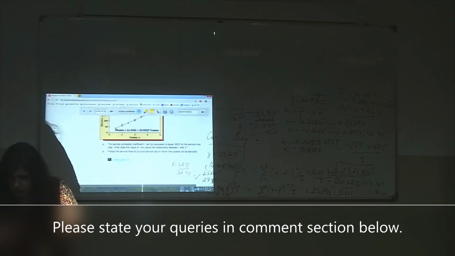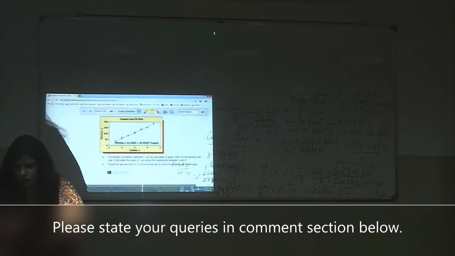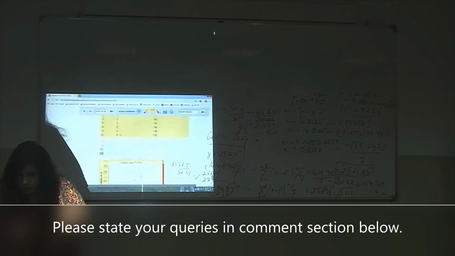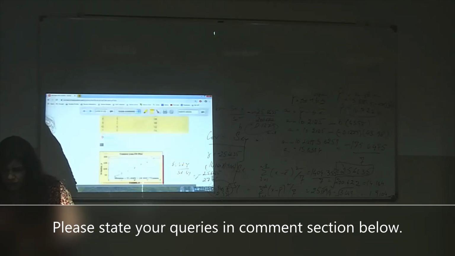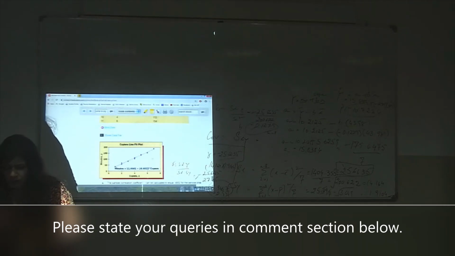Now, you see there's a number of copiers. So we have the number of copiers serviced and number of minutes required. As this is the service call, for 4 copiers here, the number of minutes is 109, and then for 2 it is reducing, then increasing. So it basically shows a positive relationship, and it's a perfectly positive relationship. It's a very strong relationship from the trend line.